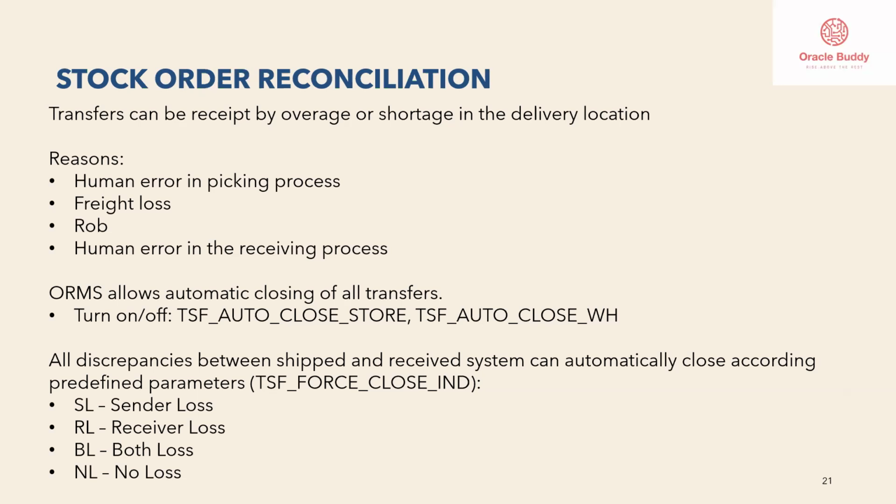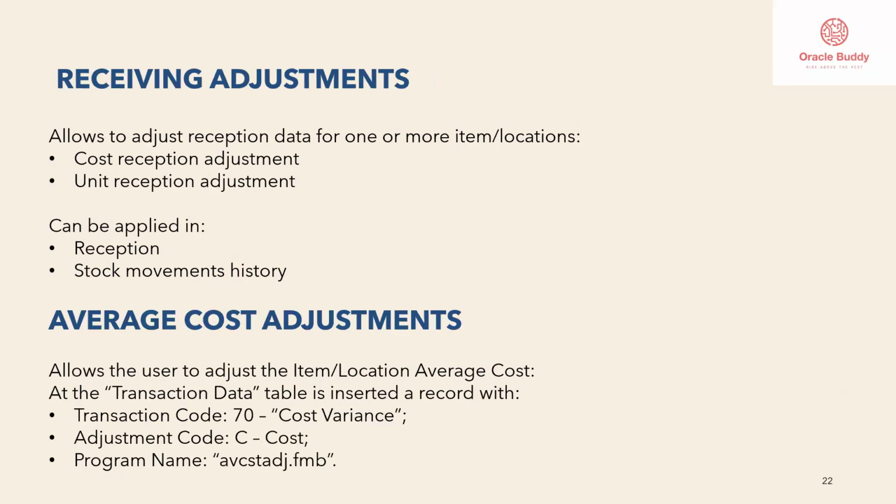It can be set as SL, which is sender's loss, RL is receiver's loss, BL is both loss, and NL is no loss. So if you are using sender loss, when we force close the transfer, the stock on hand will be lost from the sender's location. Receiving adjustment is allowed to adjust reception data for one or more item locations. Cost reception adjustment, unit reception adjustment can be applied in reception stock movement history.